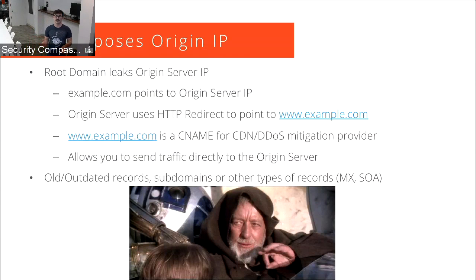There's a number of different DNS records that can also expose the origin IP. We've seen old and outdated records, subdomains, so it might not be example.com, but it could be blogs.example.com, but it'll still point to your origin infrastructure. And any other type of records like mail records or authoritative DNS records.